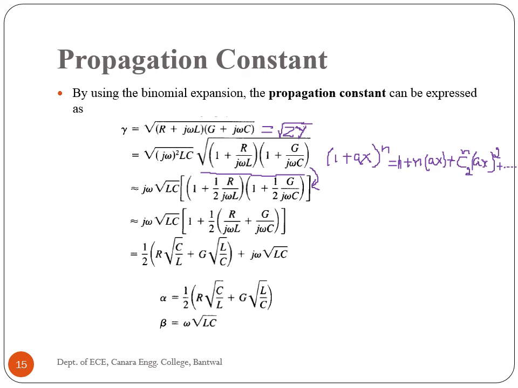Then again simplify the third line of the expression, we will get the fourth line, and again simplify, we will get the propagation constant equation. What is the propagation constant? Half into R root of C divided by L plus G root of L divided by C plus J omega root LC, where alpha is half into (R root C by L plus G root L by C) and beta is omega root LC, because propagation constant is equal to alpha plus J beta.